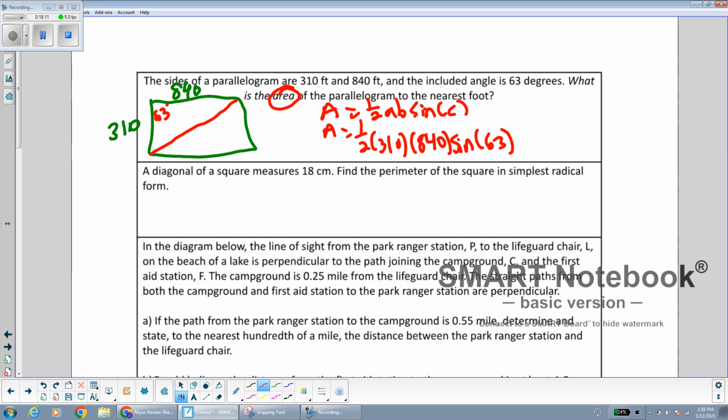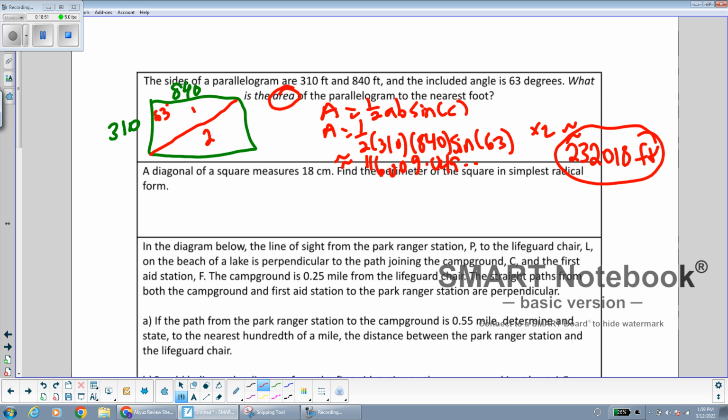I hit enter and I got approximately 116,009.049. There's more decimal places. But recognize that this is the area of just one triangle. There are 2 triangles making up this parallelogram. So I have to multiply in my calculator what I got by 2. And to the nearest foot, when I multiply by 2, I get approximately 232,018 feet.